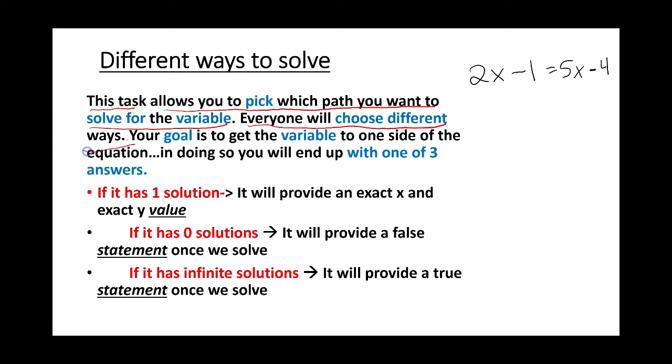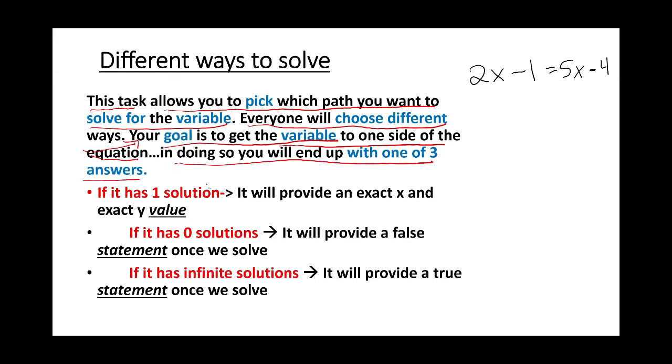Remember, your goal is to figure out where these two lines cross, if they cross. But really what you're trying to do is get the variable to one side of the equation, right? To say like x equals something. And in doing so, you'll end up with one of three answers.